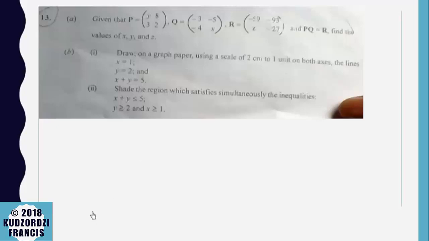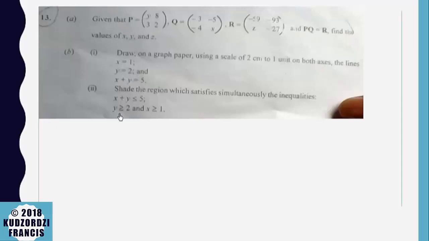Now, we were given the matrices P equals [y, 8; 3, 2] and Q equals [-3, -5; -4, x]. Then we have R equals [-59, -93; z, -27], and PQ equals R. Find the values of x, y, and z.